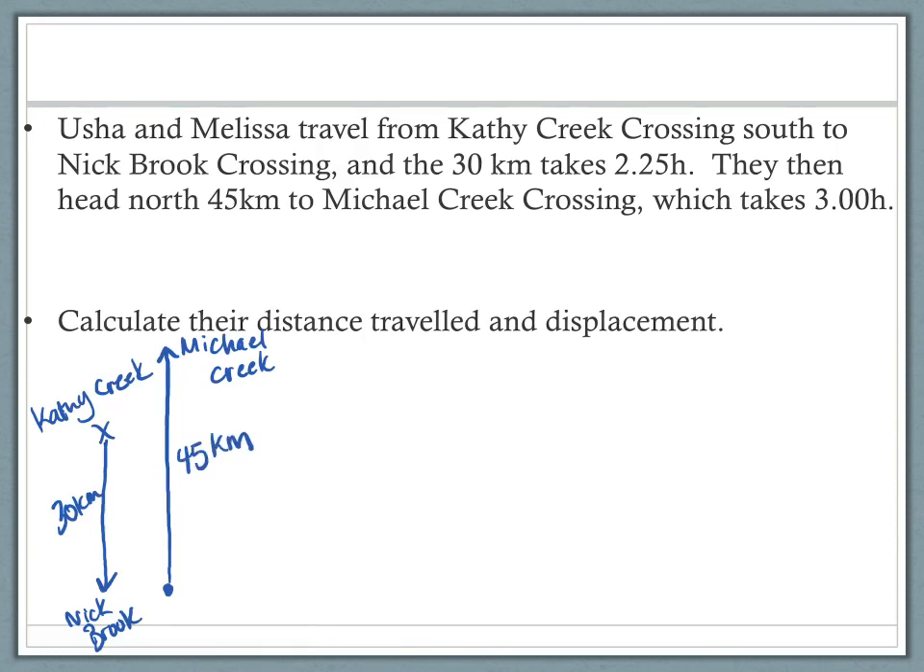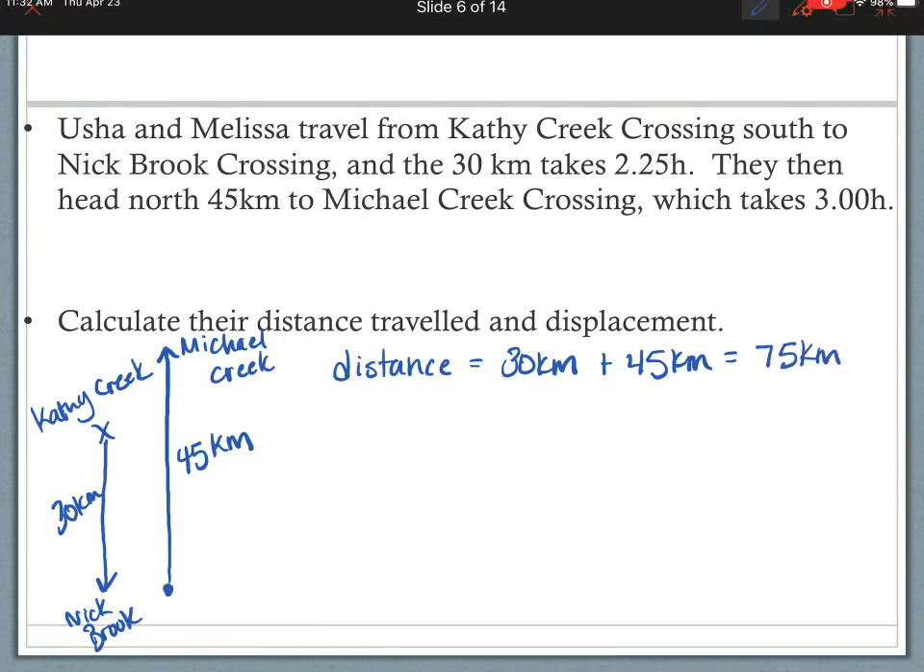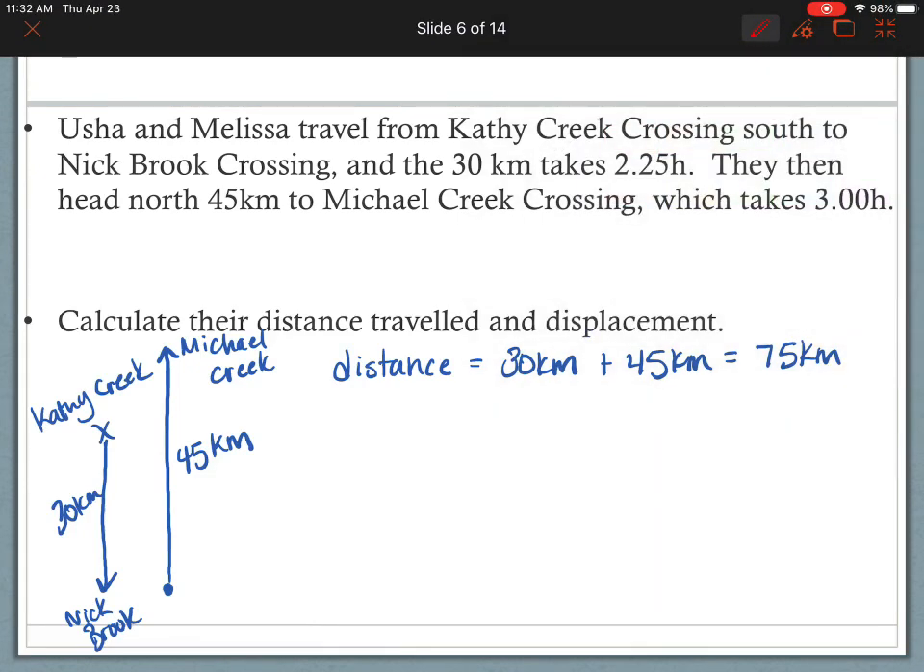Okay, so we want their distance and their displacement. Okay, so distance is easy. So like how many total kilometers did they travel? Well, they went 30 kilometers south and then 45 kilometers north. But again, we don't care about those directions. They drove 30 kilometers and they drove 45 kilometers. So we just add those together. So in total, that should get us 75 kilometers. Beautiful. So therefore, their distance is 75 kilometers.